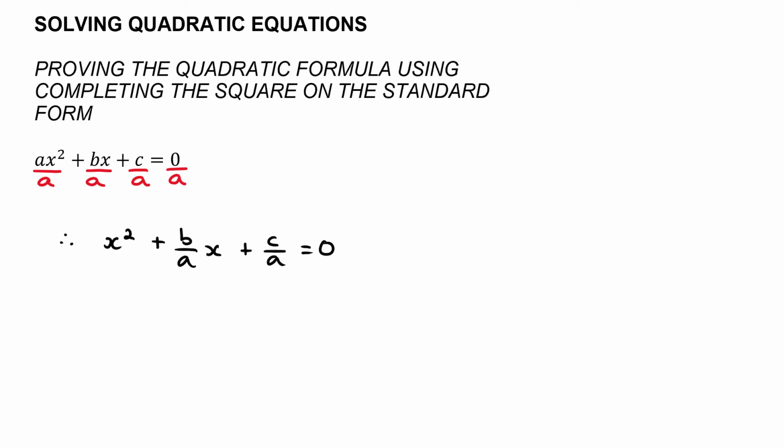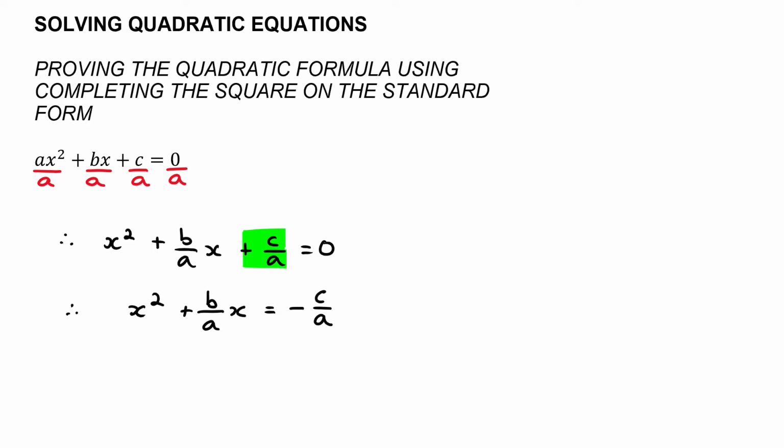Then we can move over to step 2. Step 2 was always to move the constant term, which in this case is the c over a, onto the right-hand side of the equation. So let's do that, and we're going to end up with x squared plus b over a x equals negative c over a on the right-hand side.